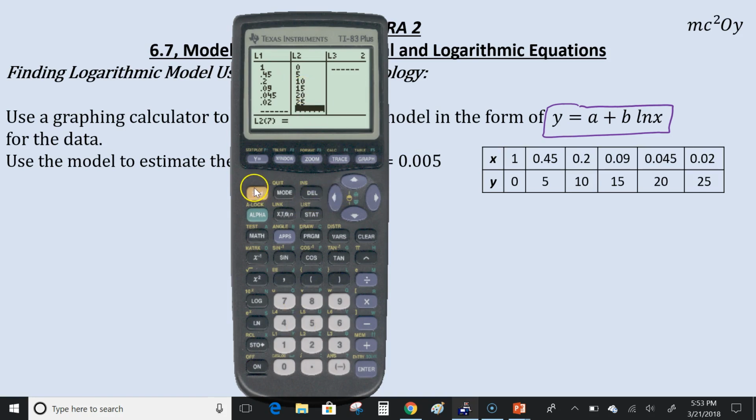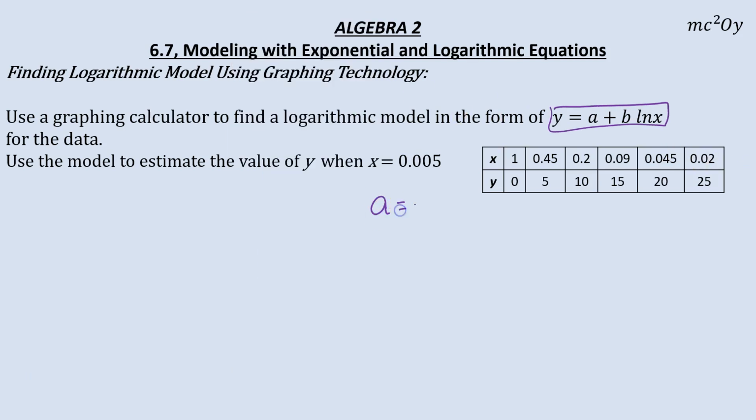Okay, and so from there, if I go ahead and quit and go to stat, notice they're actually asking us for the natural log. So I'm going to go over to calculate, and I'm looking for the natural log. Okay, and there it is right there, option 9. It gives me my regression equation, y equals a plus b natural log of x. All right, so we had a is equal to negative 0.15 to the nearest hundredth. B is equal to negative 6.42 to the nearest hundredth. So that gives us an equation of y equals negative 0.15 minus 6.42 ln x.